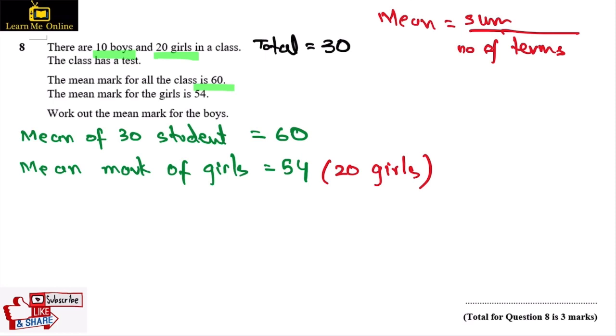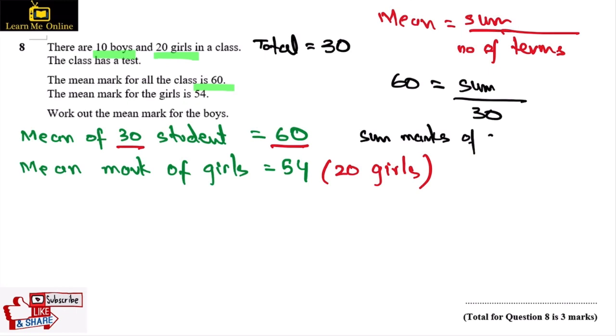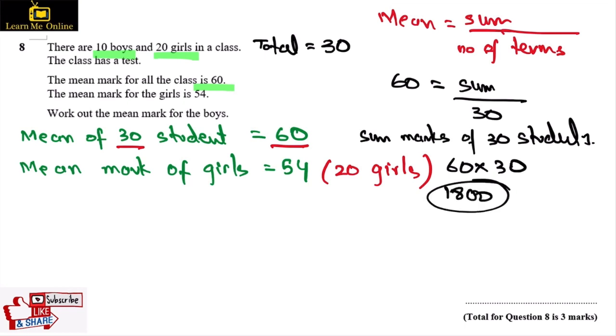So we need to find the total marks. I'm going to start by using the first piece of information, that the mean of the 30 students is 60. Here we know that the mean is 60, the sum we don't know, and the denominator is 30. To find the sum of marks of the 30 students, the total marks would be 60 times 30, and because we know 6 times 3 is 18 and we have 2 zeros here, it is 1800.